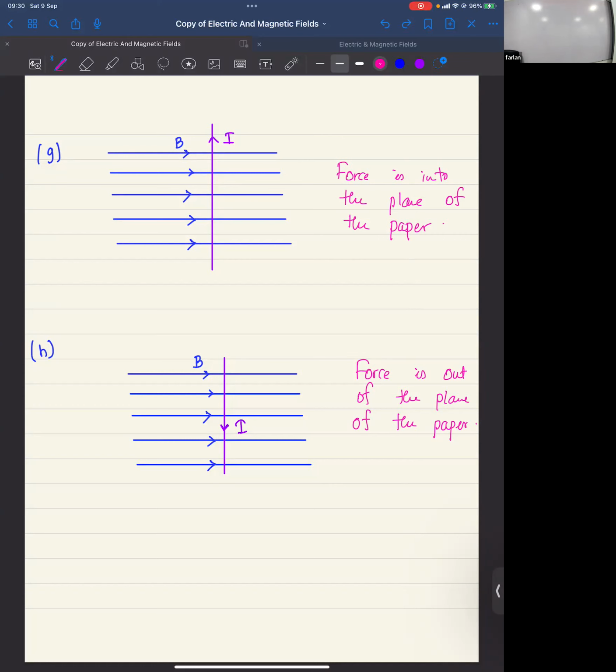Sorry. B is the magnetic field. Usually B is denoted to represent the magnetic field strength. Magnetic field strength is denoted by B. So that's what we use here for magnetic field.